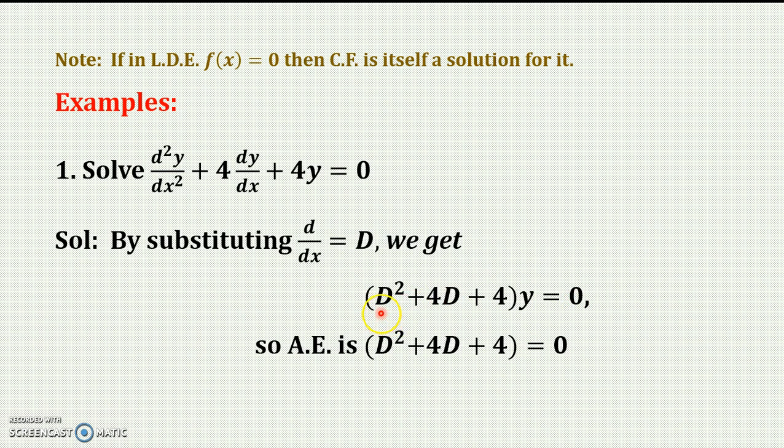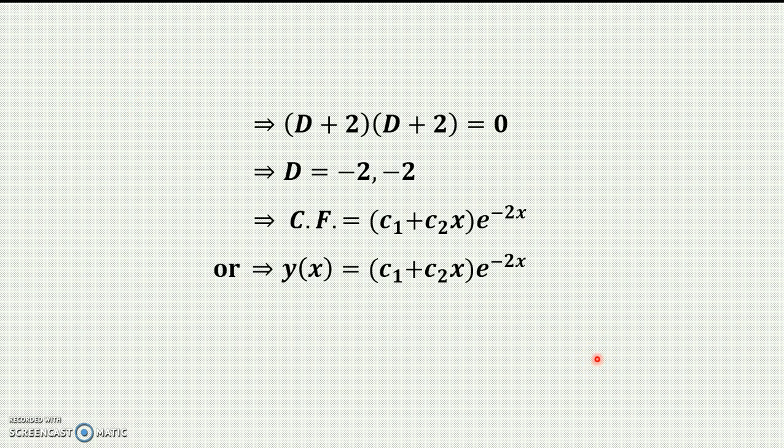After equating this algebraic equation in terms of D to 0, we get the auxiliary equation D2 plus 4D plus 4 equal to 0. After finding the factors, we get (D plus 2) into (D plus 2) equal to 0. So we get D equal to minus 2, minus 2 times. So the second case occurs. Here we get real and repeated roots. Therefore the complementary function is equal to (c1 plus c2x) e raised to power minus 2x. Since f of x is equal to 0, obviously the CF directly becomes the solution here.